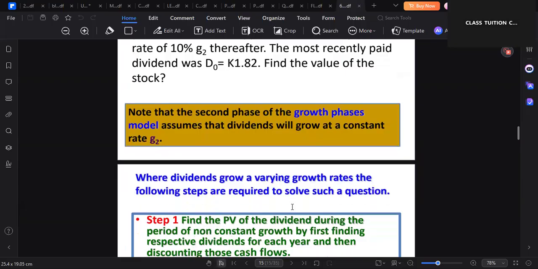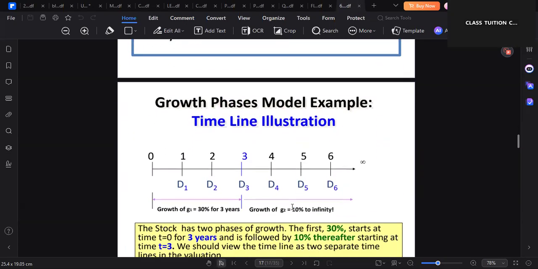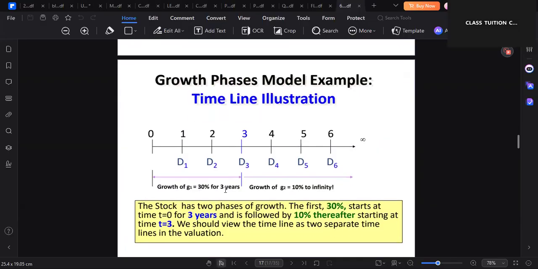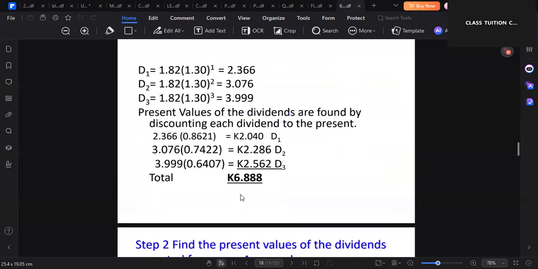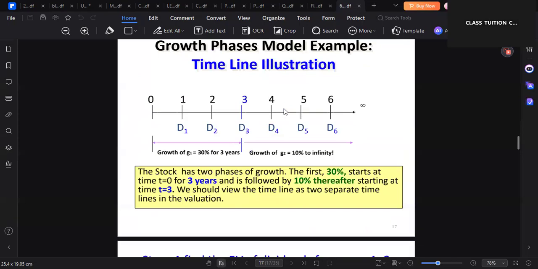So this is what we call a multi-stage phase. The first step is you calculate the dividends for year 1, year 2, year 3, for the first 3 years. Remember, you can use the constant growth model to illustrate that. D1 is equal to D0 times 1 plus growth to the power time. So year 1 will be 2.366, 3.076, 3.999. These are the dividends for each of these 3 years.